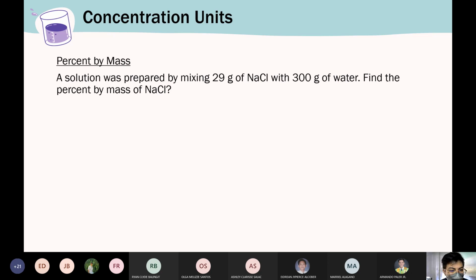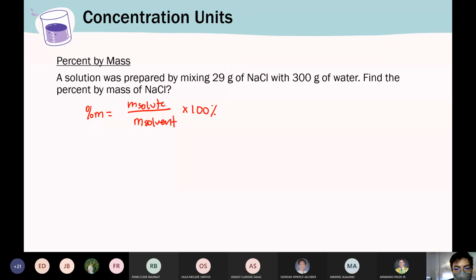A solution was prepared by mixing 29 grams of sodium chloride with 300 grams of water. Find the percent by mass of sodium chloride. Anyone? Ano ang solute? Ano yung solvent? Kasi kailangan ma-identify natin yan. What is the solute? What is the solvent? Solute is NaCl, yes. Solvent is water.